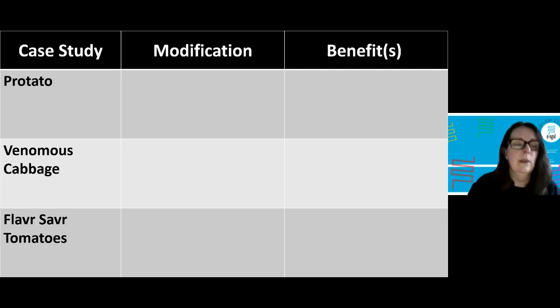Okay, so we're going to look at 3 different case studies now of different types of genetic modification that's taken place. So we've got the Protato, the Venomous Cabbage, and Flavour Savour tomatoes. So what I'd like you to do is just take a copy of this table. So we're going to look at what the modifications are, or the changes that have been made to each of these 3 case studies, and then think about the benefits of each of these changes. So let's have a look at the Protato.